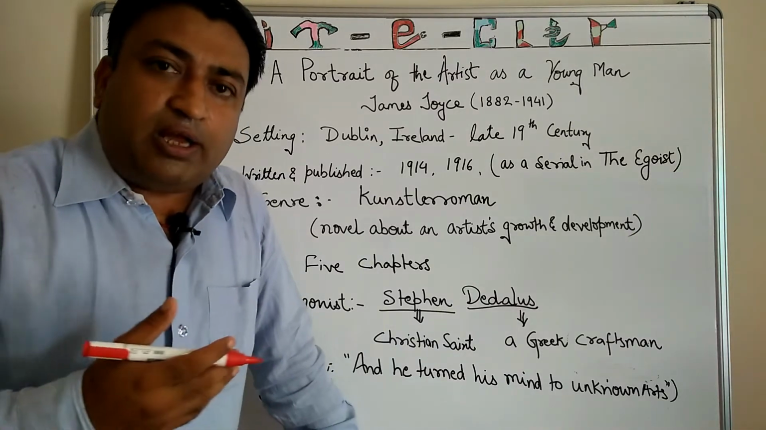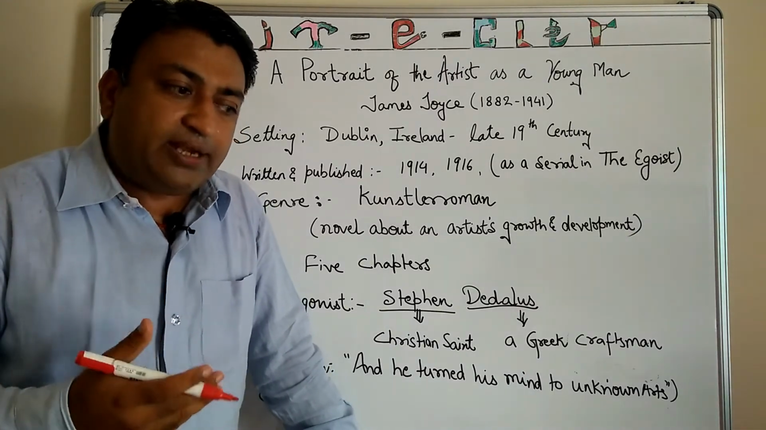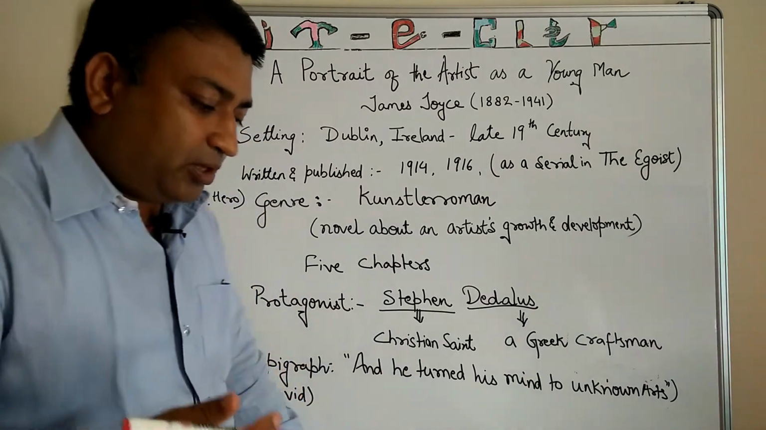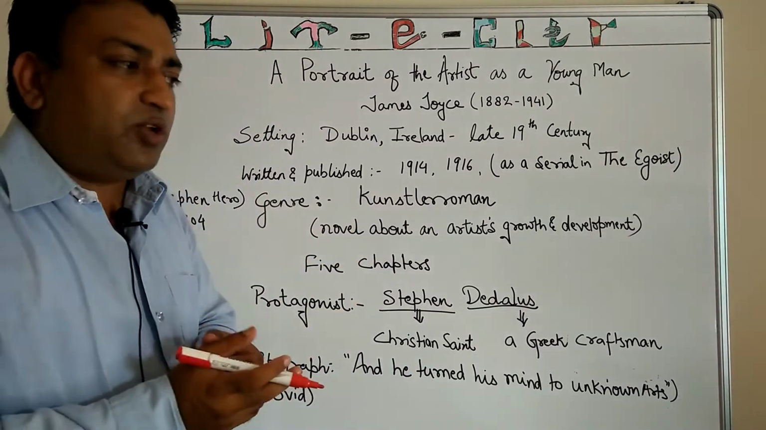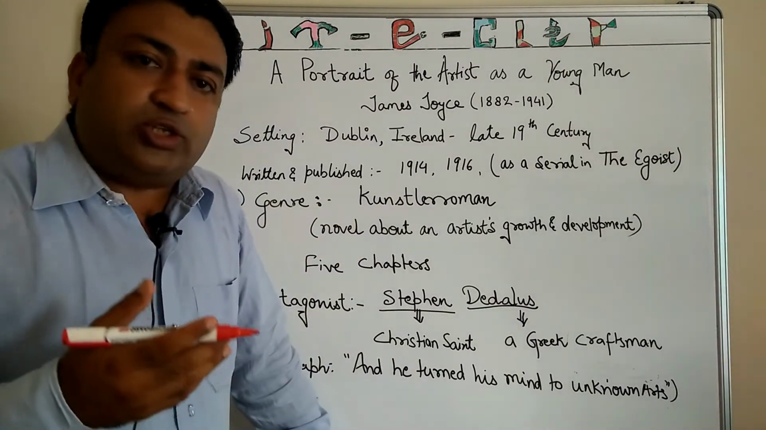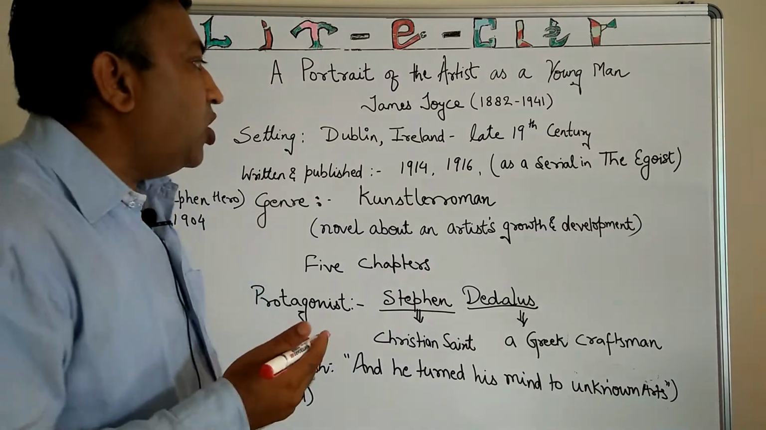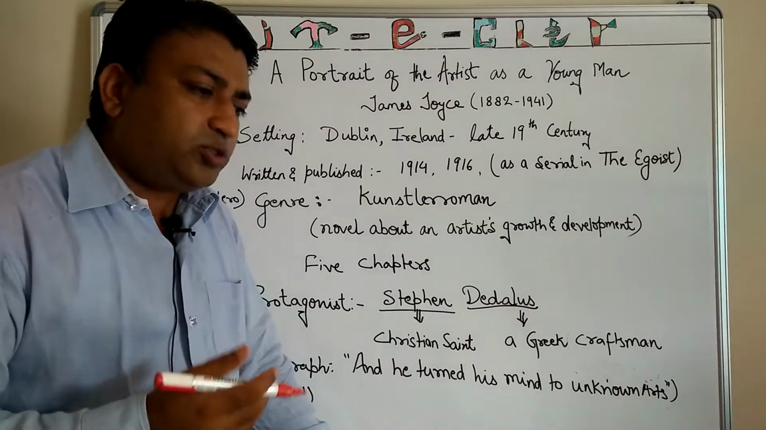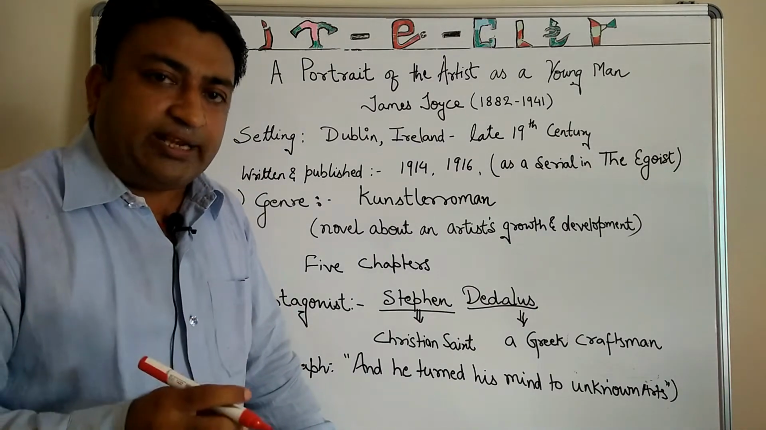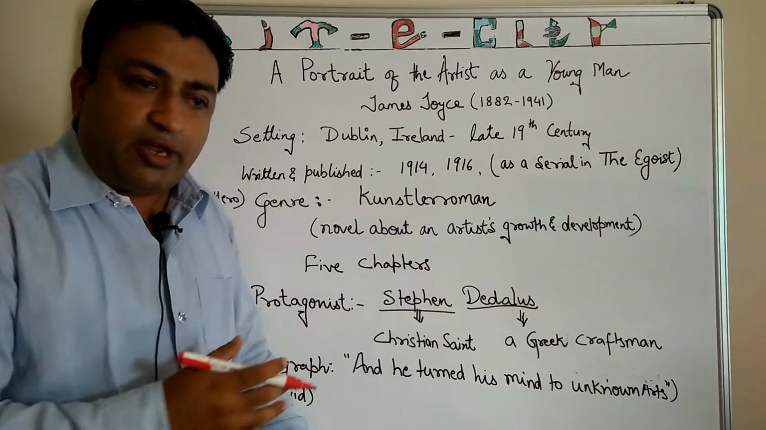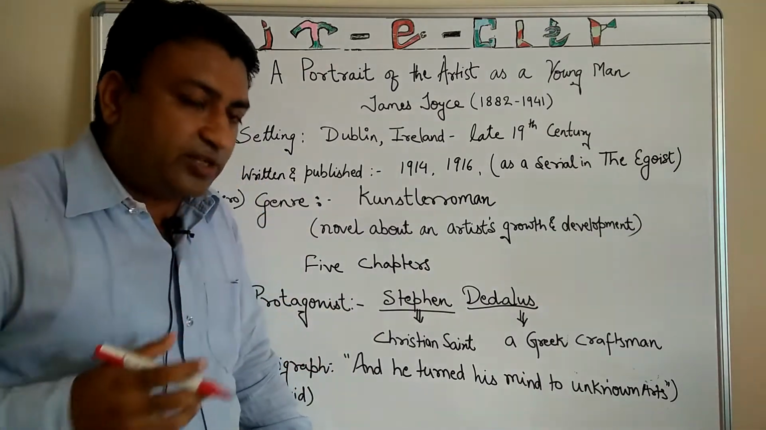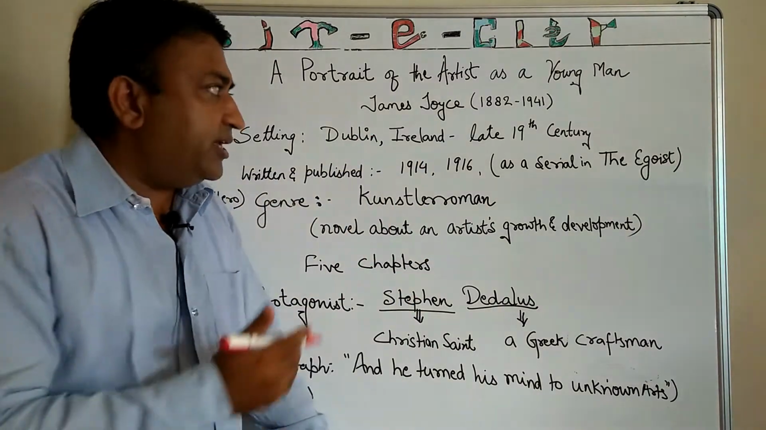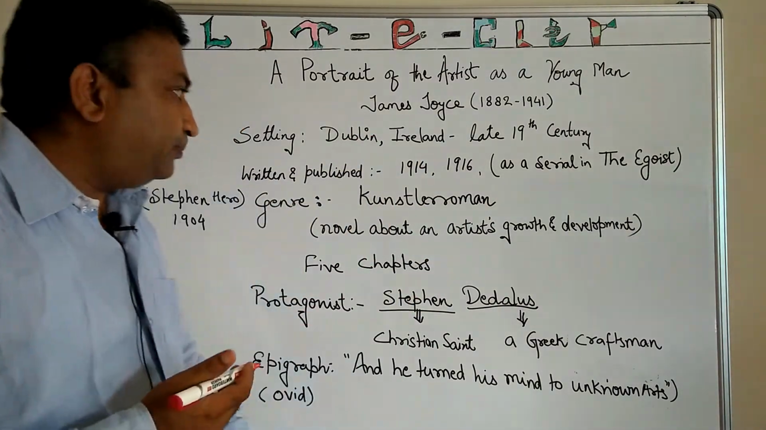There was even violent rebellion against the English forces. All these things were going on when James Joyce grew up and wrote this novel. So almost the whole of the novel has its setting in Ireland, especially in Dublin, where the protagonist of this novel resides, and the time period of this novel is the late 19th century.